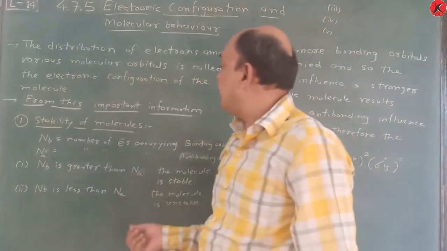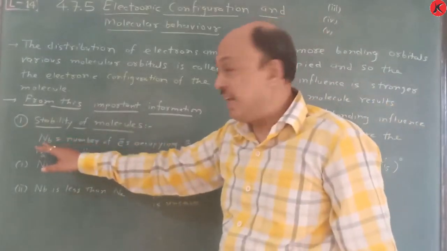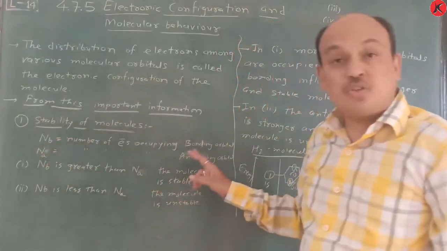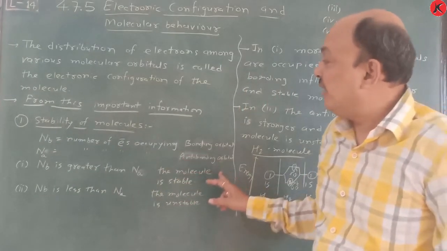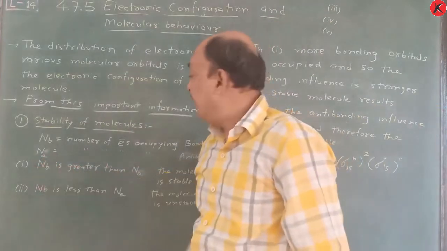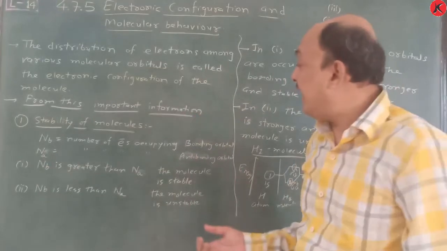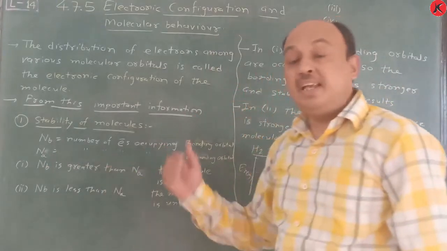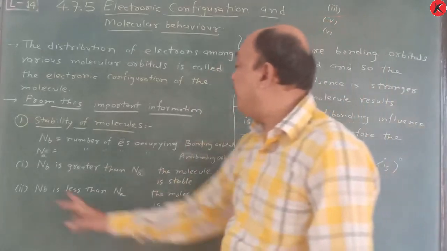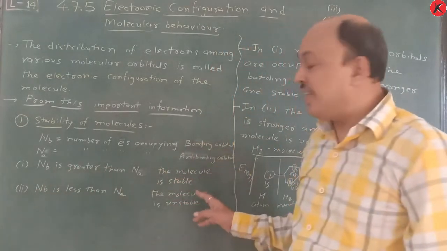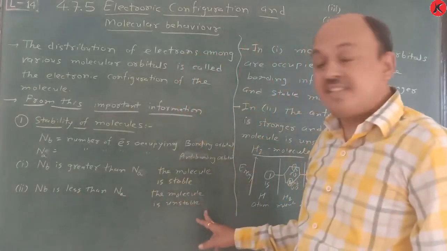Suppose the number of electrons occupying the bonding orbital is denoted by Nb, and the number of electrons occupying the anti-bonding orbital is denoted by Na. First, if Nb is greater than Na, the molecule is stable. Remember this one. Second, if Nb is less than Na, the molecule is unstable.